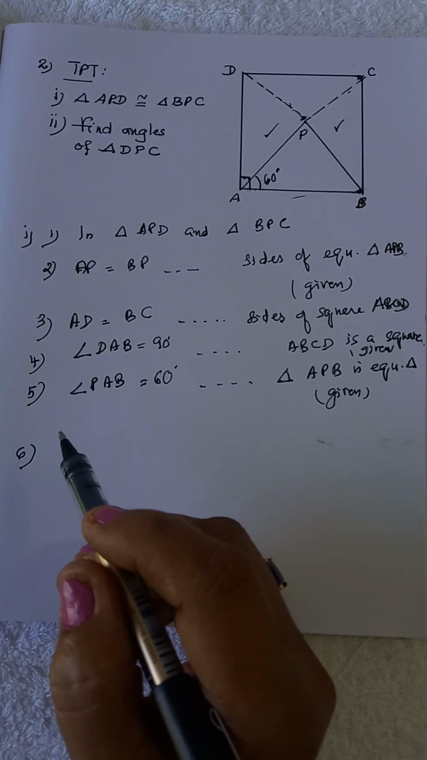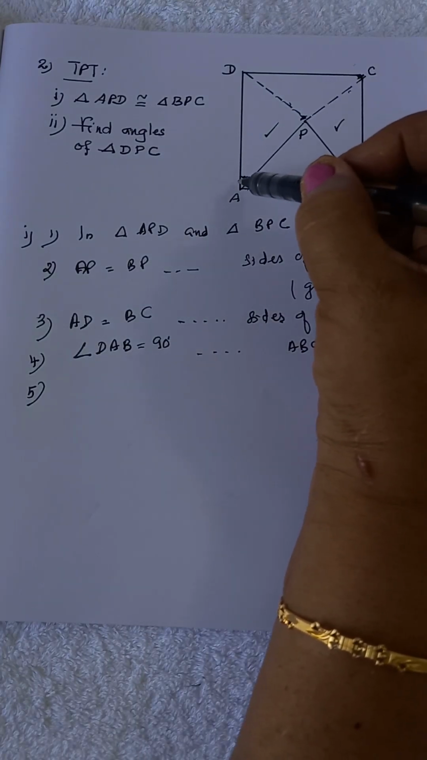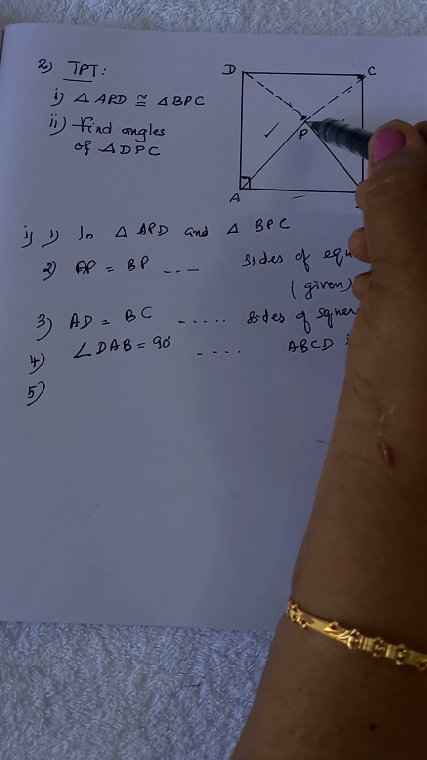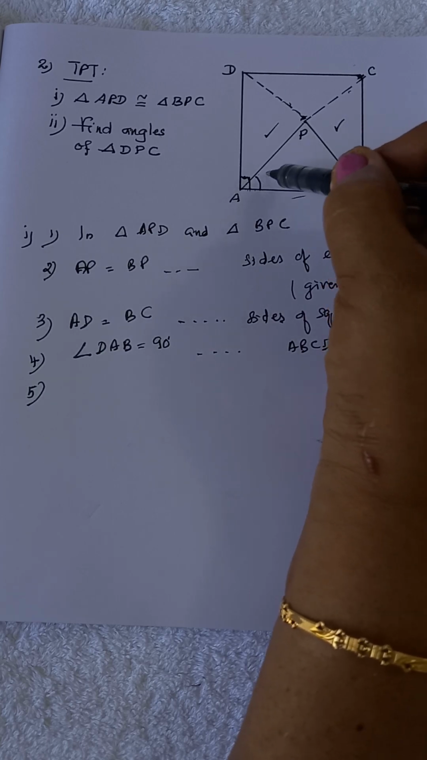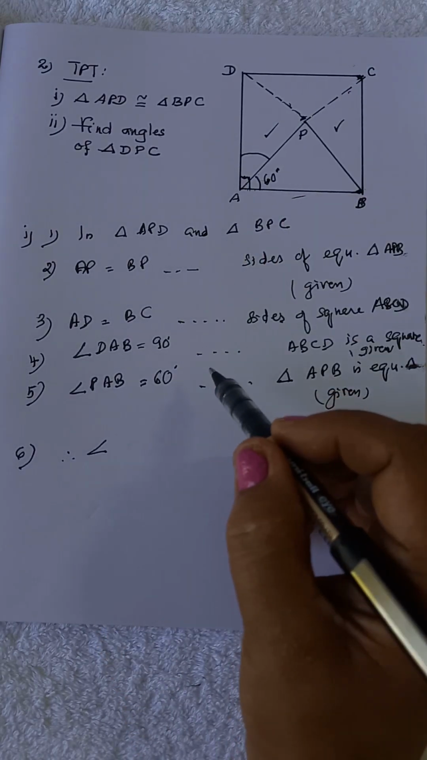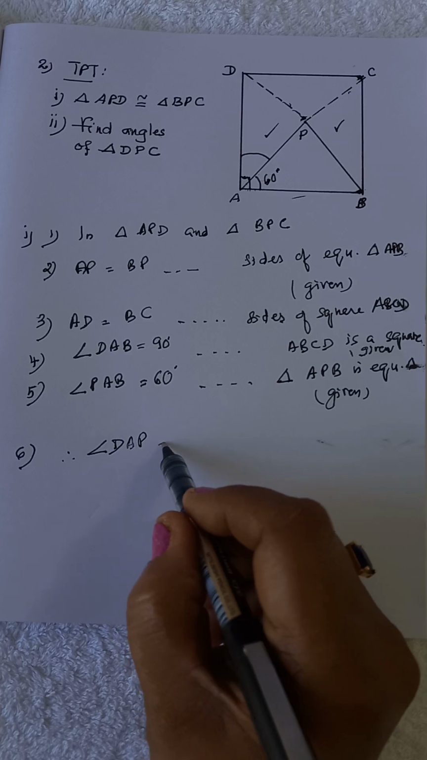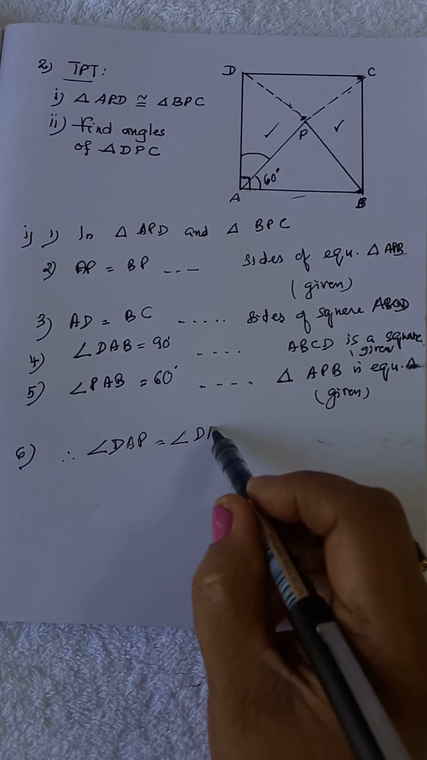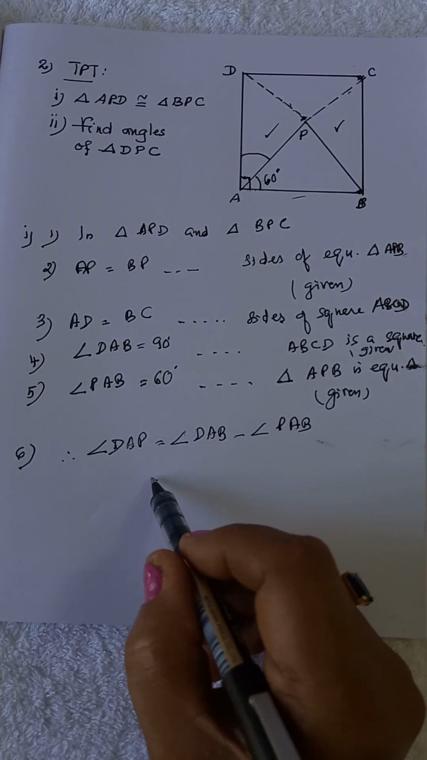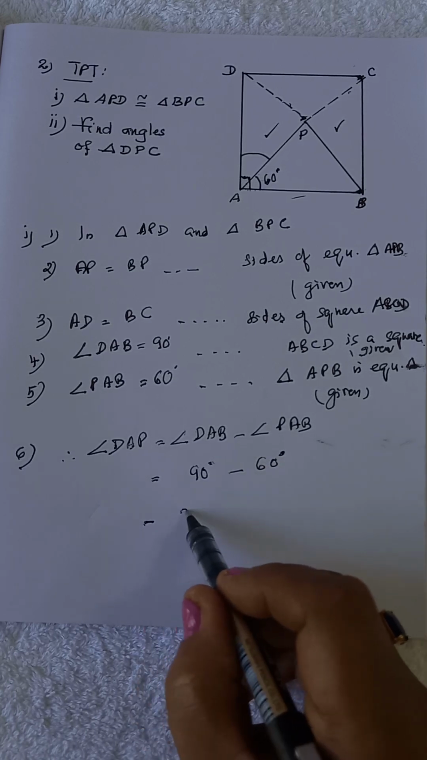Now the sixth point we can write, therefore angle. Now we can write the fifth point as, so this much measurement is 90 degrees. In the case of the equilateral triangle, we know angle PAB is 60 degrees, so DAP is 90 degrees minus 60 degrees, that is 30 degrees. So we can write angle DAP is equal to angle DAB minus angle PAB, that is equal to 90 degrees minus 60 degrees. So that will give you 30 degrees.